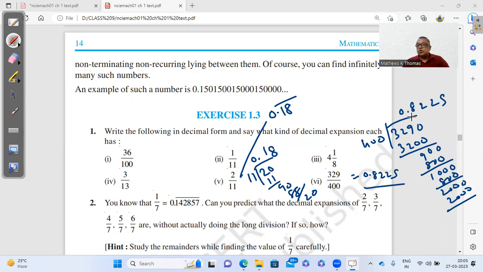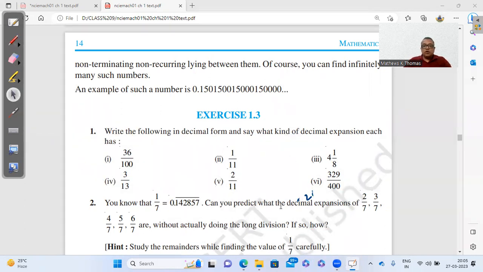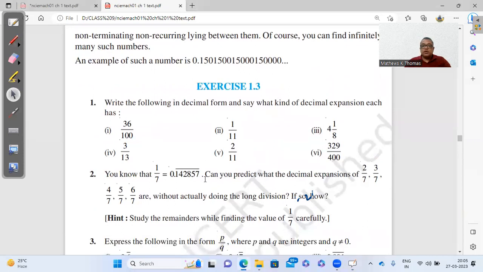But remember, do not stop unless it terminates or it is non-terminating and it starts repeating. So some of the questions here you found that it's repeating and some are terminating. Now question number 2, you know that the value of 1 by 7 is 0.142857 bar. Can you predict the value of 2 by 7, 3 by 7 and so on without actually dividing? So without division we have to do this. Now most of the books are giving us a technique, and I'm going to show you a different technique that how we can predict the values of the other.